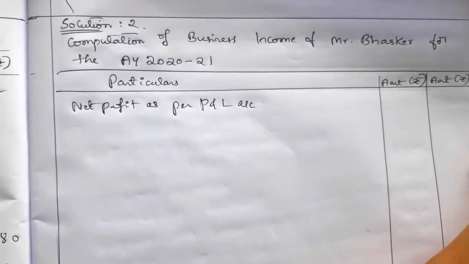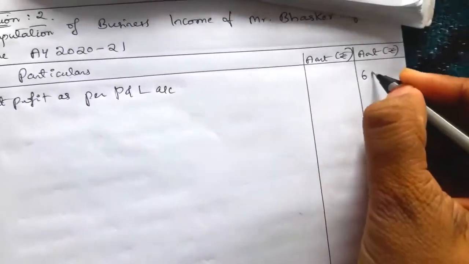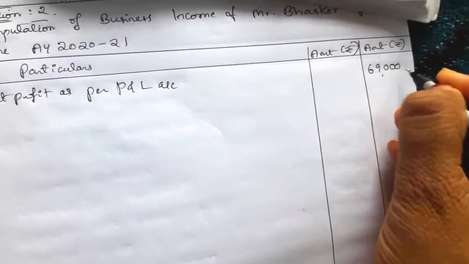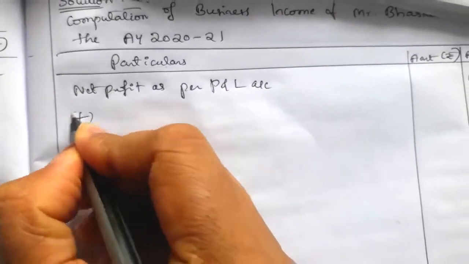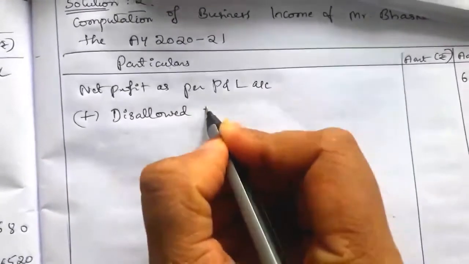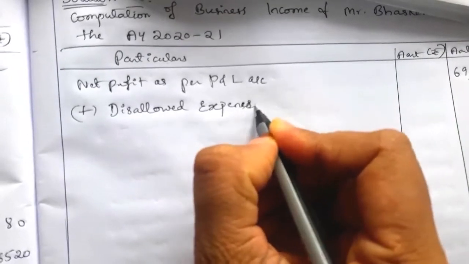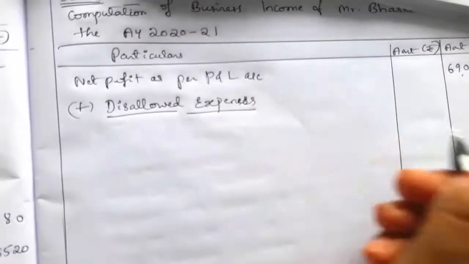So what is the net profit as per profit and loss account? Here it is given, net profit as per profit and loss account is 69,000 rupees. So write rupees 69,000 in the second amount column. Next, to this net profit we have to add the disallowed expenses. Disallowed expenses means the expenses which are not relating to business should be added back to the net profit.